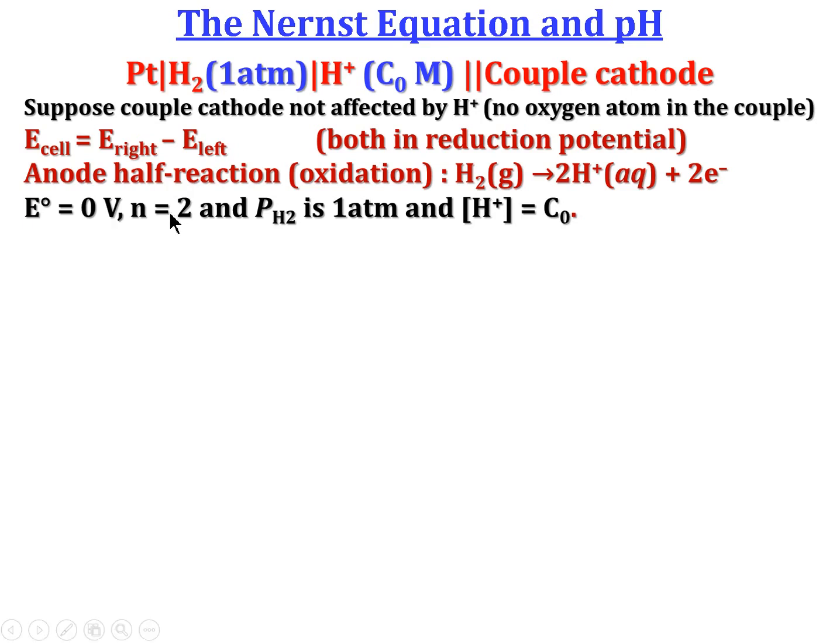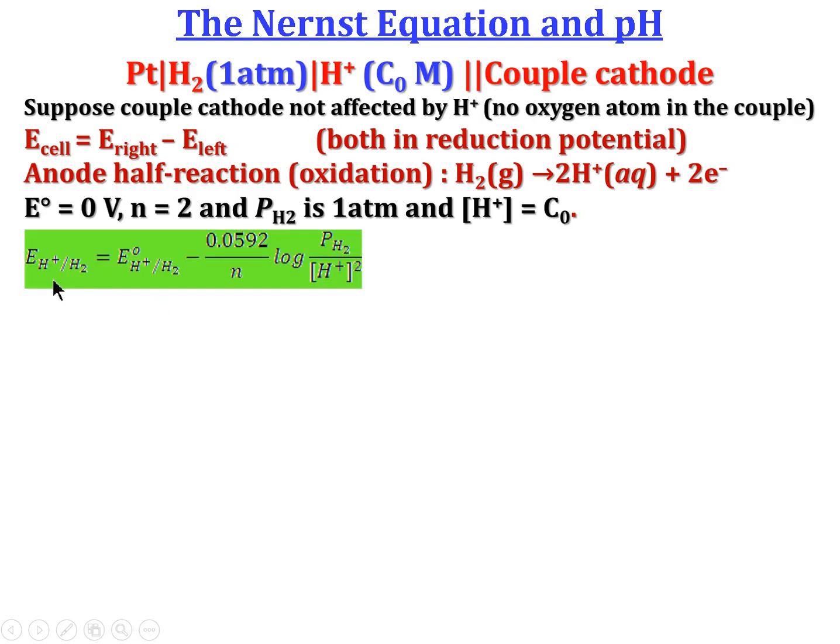The number of electrons exchanged is 2. The pressure of H2 is 1 atmosphere, and the concentration of H plus is C0, different than 1 molar. We apply the Nernst equation on this couple, so E Ox/Red equals E0 Ox/Red minus 0.0592 divided by n log Red divided by Ox, or plus 0.0592 divided by n log Ox divided by Red.